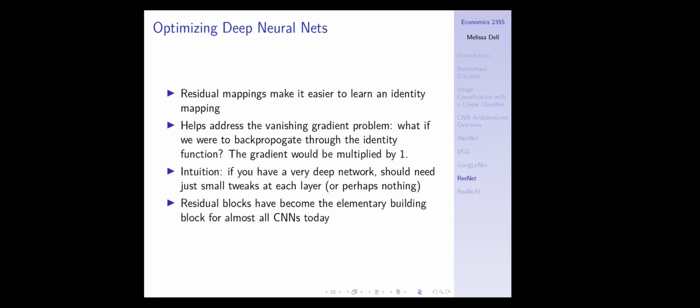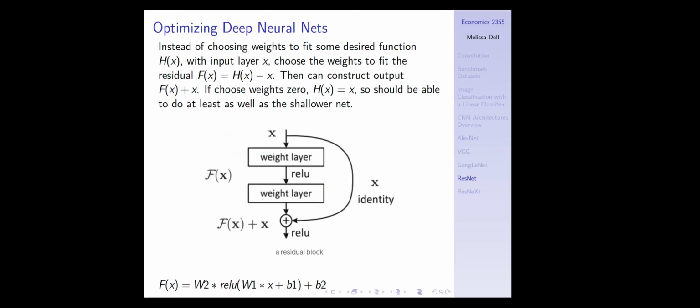If you have a 152-layer deep network, you just need little tweaks to your X each time. And it's easier to optimize those little tweaks by optimizing the residual. So residual blocks have become the elementary building block for almost all CNNs today. This is essentially how CNNs work now, and it effectively makes the network easier to optimize.